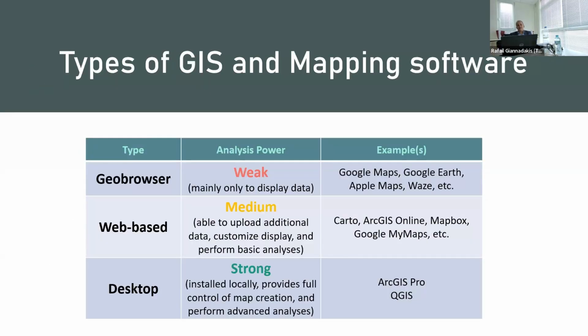The strong machines are those we have installed on our PCs. The desktop type has two main programs, ArcGIS and QGIS. Have you ever heard about these? They provide full control of the maps, and you can perform queries with some other tools connected to these programs.